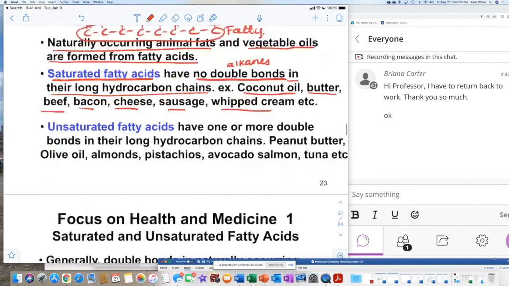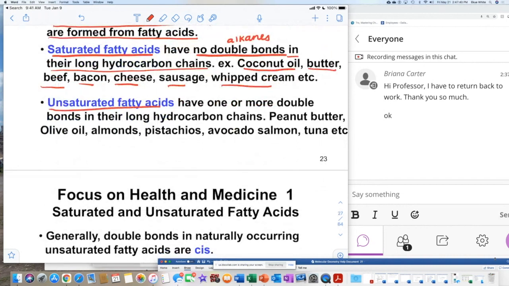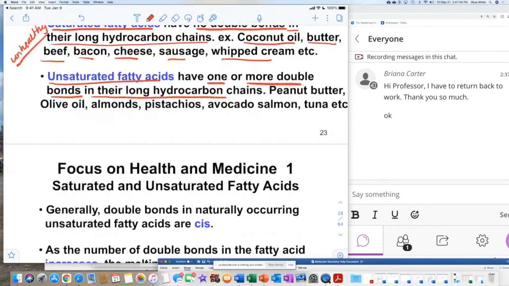Oof. And then the unsaturated fats. So these I would say, okay, these are the unhealthy fats. These are the ones they tell you don't eat too much of, okay, but it's saturated. The unsaturated fats, these ones have one or more double bonds in the long hydrocarbon chains. These are the more healthy ones.